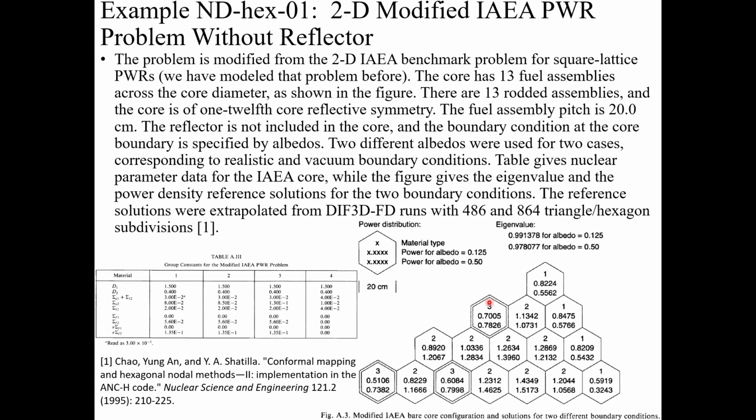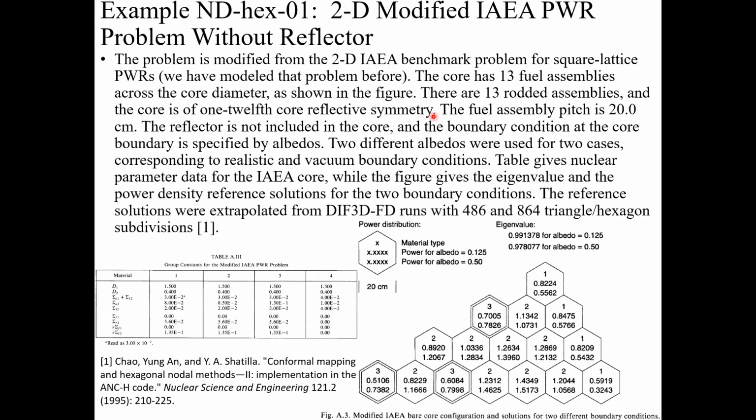Therefore, this is the center row, and it only shows the right half of this center row. So you have 7 assemblies, and this one is the center assembly. So you have 6 assemblies to your right, and another 6 assemblies to your left. So the total is 13 fuel assemblies in the center row. And the core has 1/12 core reflective symmetry, so we only need to model 1/12 of the core.